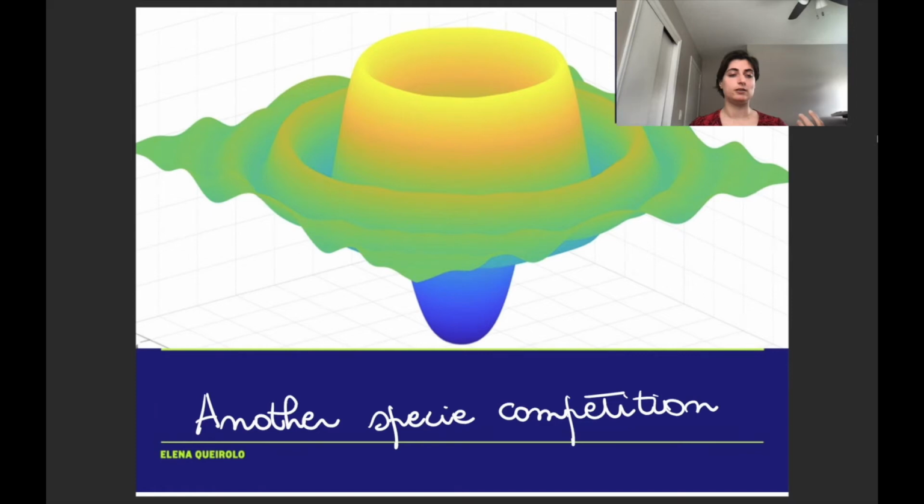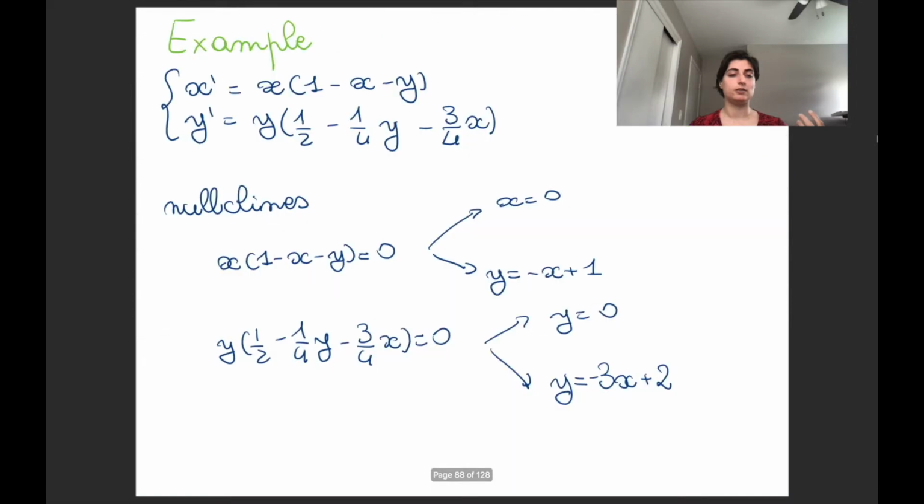Another example for species competition. This is the situation in which we have changed a little bit of parameters. We now have x prime is equal to x times (1 minus x minus y), and y prime is equal to y times (1/2 minus 1/4 y minus 3/4 x). We compute the null lines.